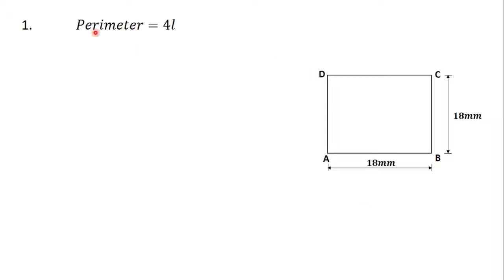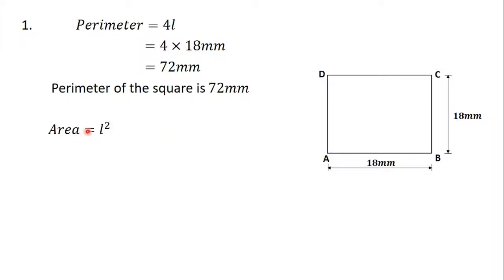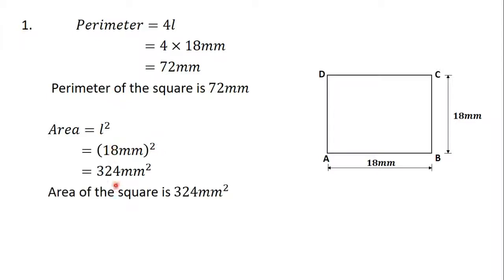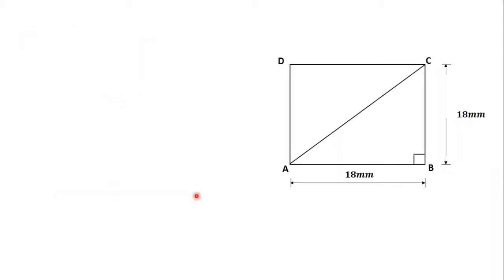The perimeter of a square is equal to 4 times the length, and this gives us 4 times 18 millimeters, which is 72 millimeters. The area of a square is equal to the length squared. So the area is equal to 18 millimeters squared. 18 squared gives us 324. So the area of the square is 324 millimeters squared. So the perimeter is 72 millimeters and the area is 324 millimeters squared.